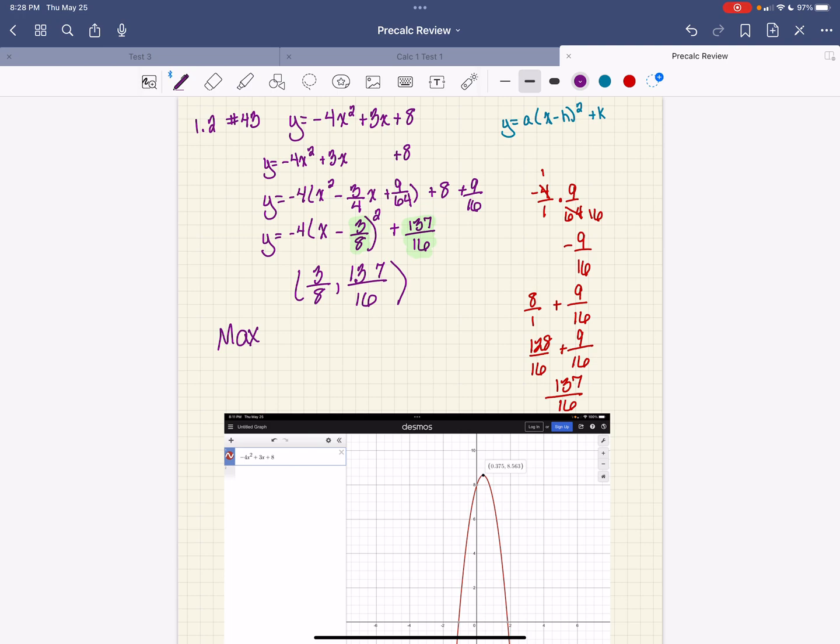So what we say is our maximum, and we have a maximum because of that negative right there, and then you can also look at the graph. Our maximum is that y value. So our max is 137/16, and it occurs at x equals 3/8. Okay, and that is number 43 from 1.2.